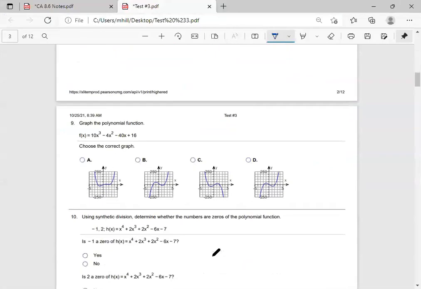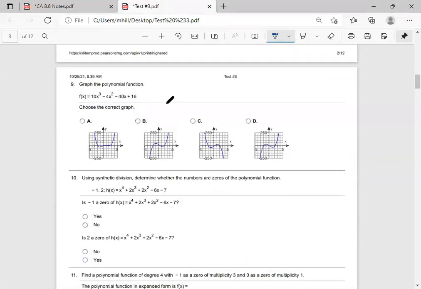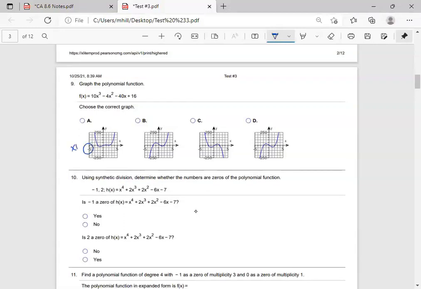Okay, 2 more for today. Graph the polynomial function. If I want to use my graphing calculator on this one, and I want my screens to look like this, then that means that this -5 is going to have to be my x minimum and +5 is going to have to be my x maximum. My y minimum is going to have to change to -250, and my y maximum is going to have to be +250 for it to look like these.